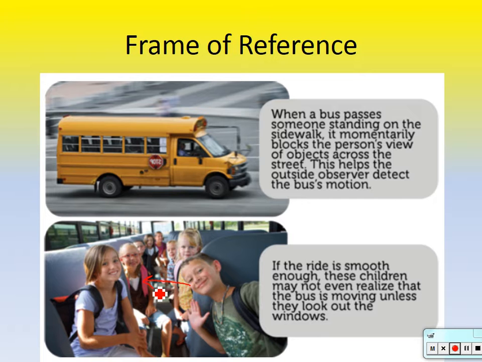Would this girl make a good reference point for Dalton? No. Could he even really tell that he's moving if he's just looking at that girl? No, because she's moving in the same bus as he's moving. What would make a good reference point for him? Something outside. He would have to look out the window, okay? Maybe there's a tree out there that he's passing. Something stationary, something that's not moving.